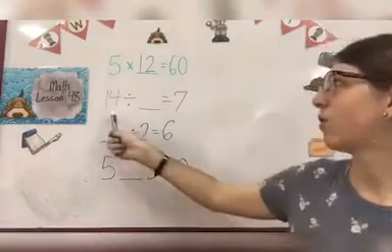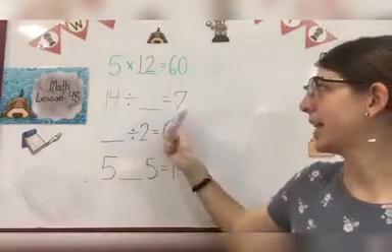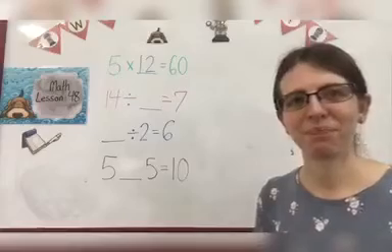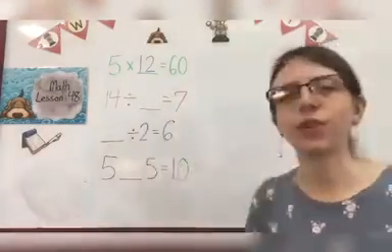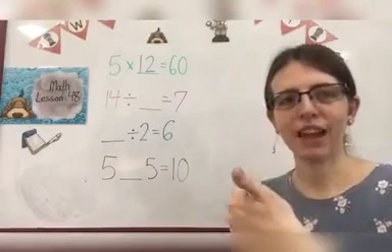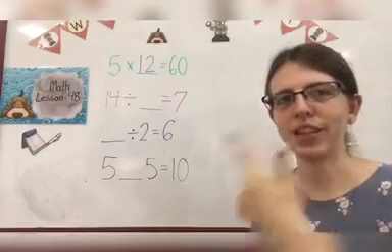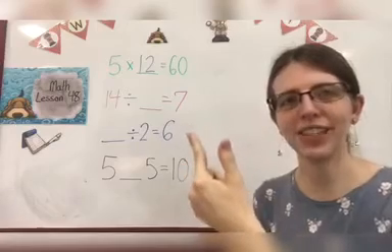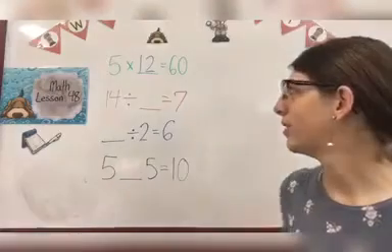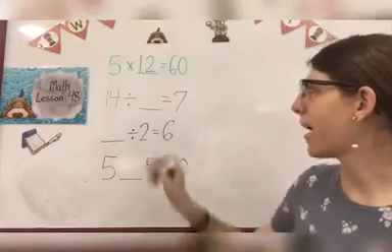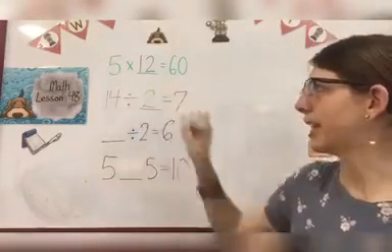Next, 14 divided by blank equals 7. Well, how many groups of 7 are in 14? 7 plus 7 is 14. How many groups is that? 2. It's 2 groups. So 14 divided by 2 equals 7.